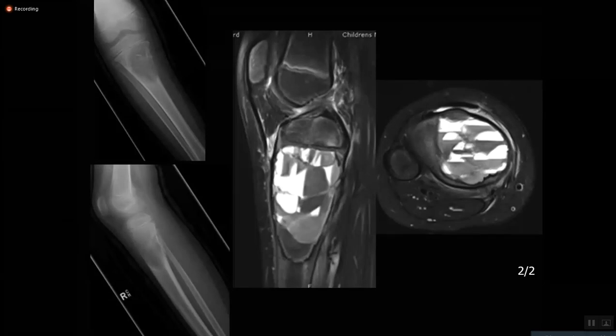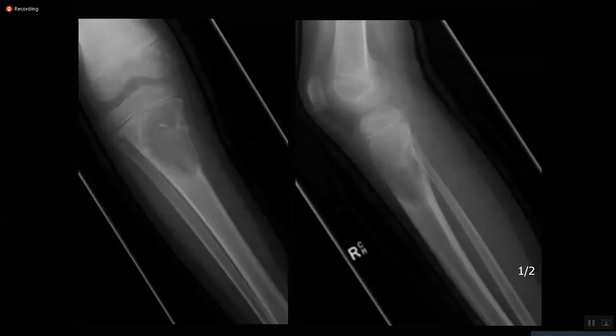What do you think? Okay, so on fluid-sensitive MRI sequences, sagittal and axial, what we can see is the lesion has multiple internal locules with fluid levels. I think this is typical for an aneurysmal bone cyst. Excellent. Okay, let's go back to the basics.